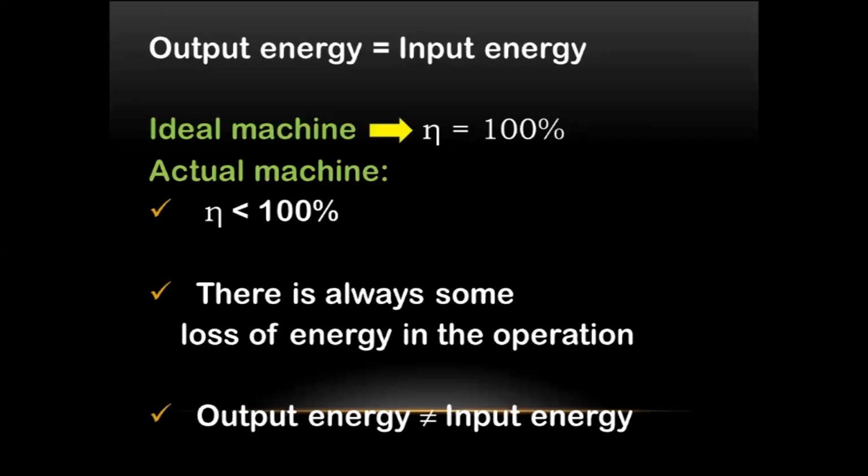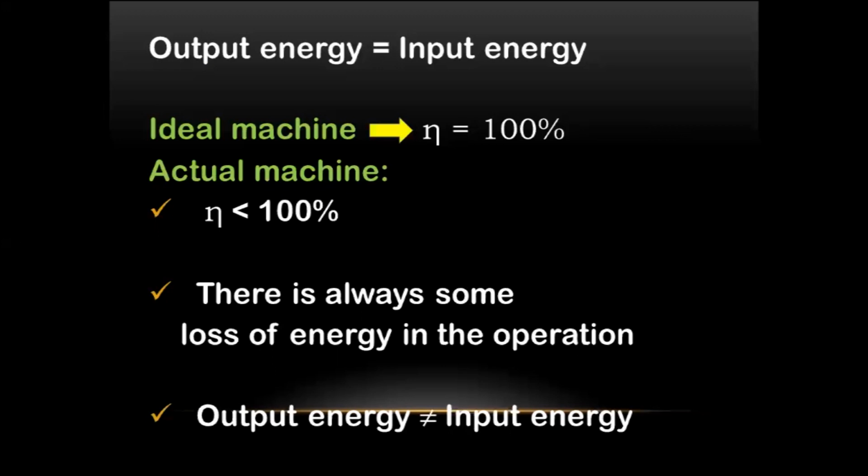this ideal machine, which has efficiency of 100%, is quite an imaginary machine. So the actual machines will have efficiency always less than 100%. You can never have an ideal machine. It is quite not possible. I'll tell you why it's not possible. So the actual machines will always have efficiency which is less than 100%.